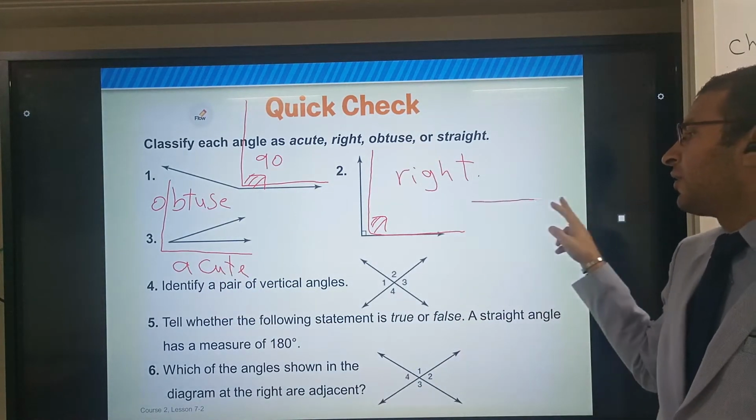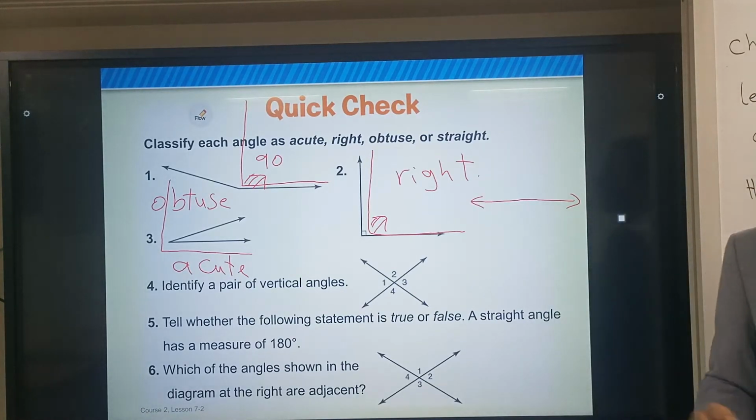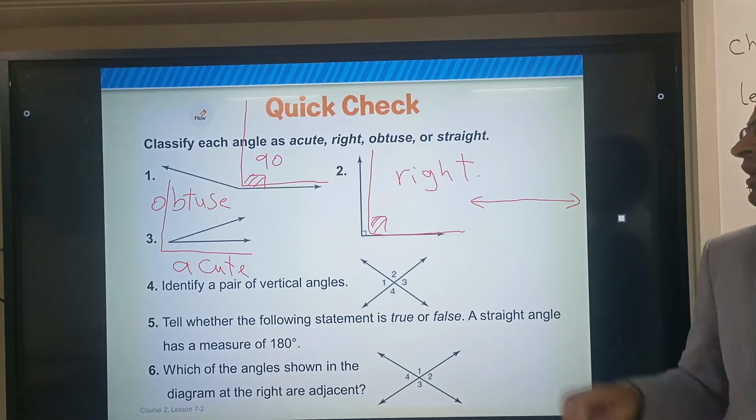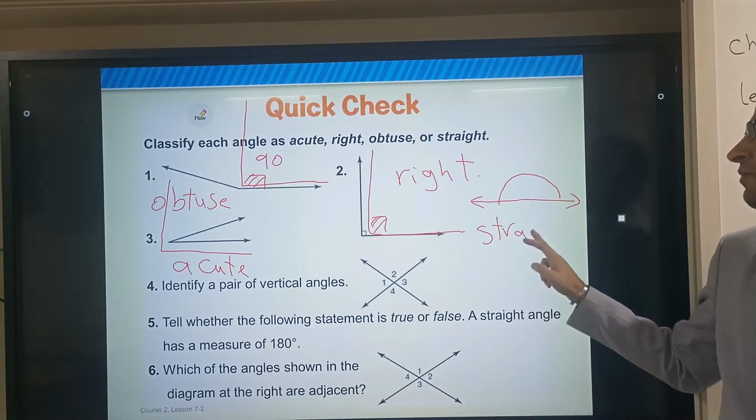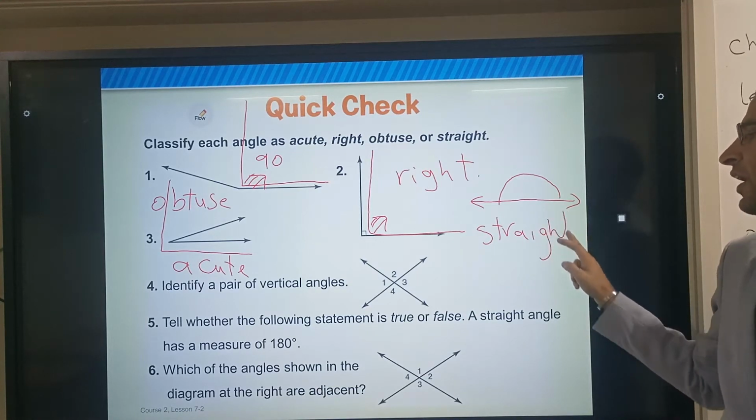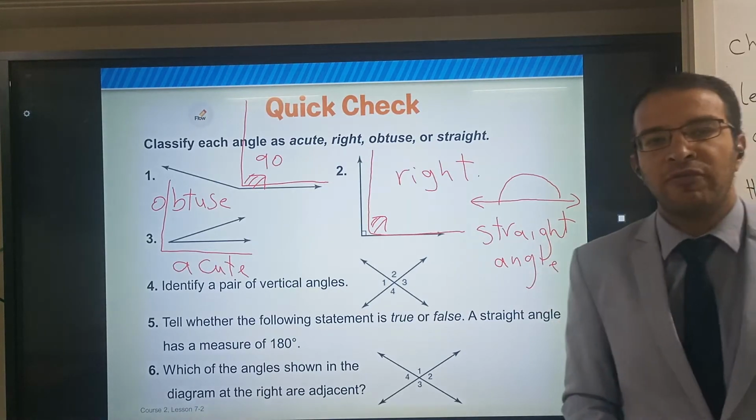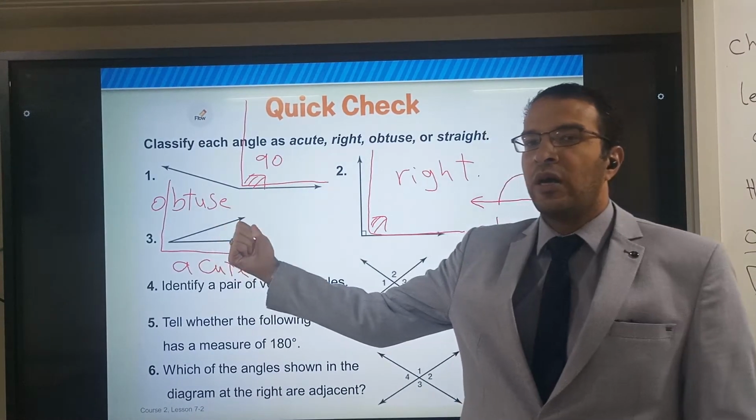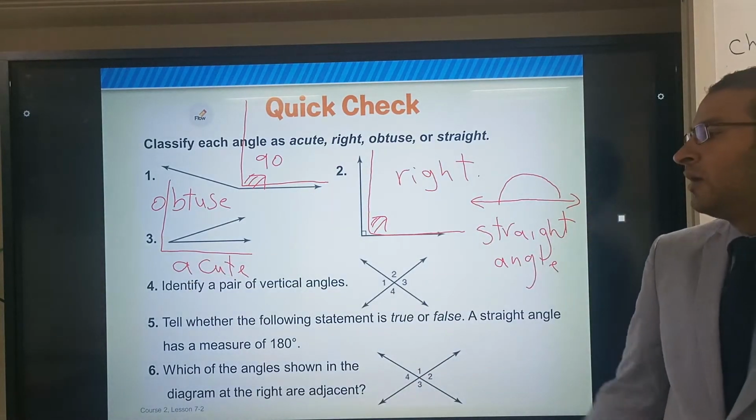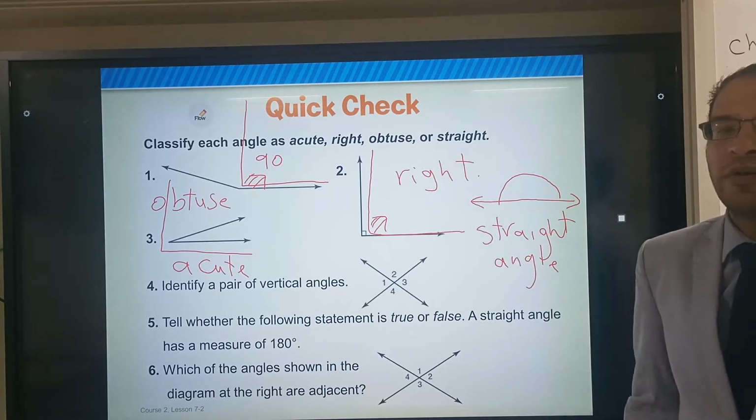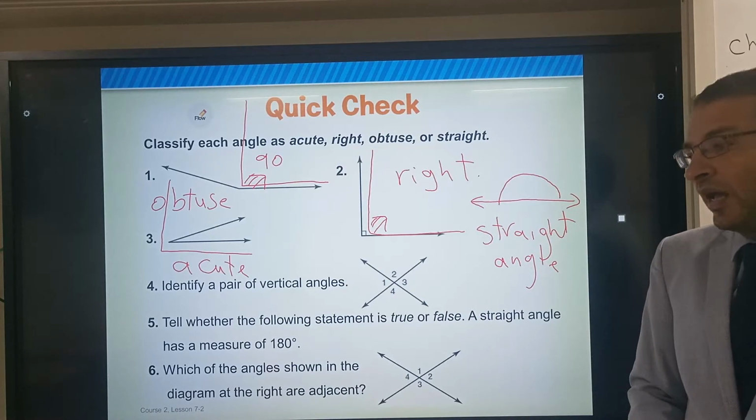I need to ask you about this angle. If you have a straight line by the shape, what is the type of this angle? You can say this one will be straight. So if I have a straight line by the shape, this will be called a straight angle. So again, my friend, if it is more than 90, I call it an obtuse angle. If it's less than 90, it is an acute angle. If it's exactly 90, I call it a right angle. If the angle is like a straight line, it is a straight angle.